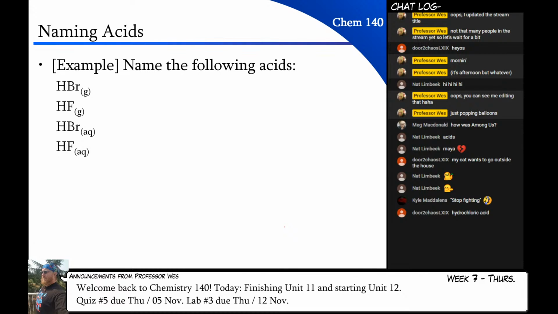I feel like, I mean, we've already done these examples, but just really quickly to reiterate here. The top two are gaseous and the bottom two are aqueous. Go ahead and type in the chat what you think the names of these are. Do the gas ones first and then do the aqueous ones.